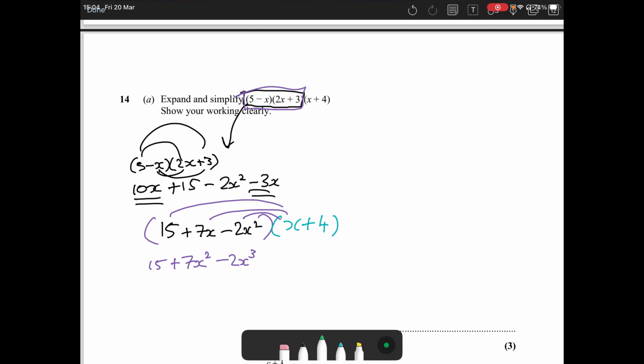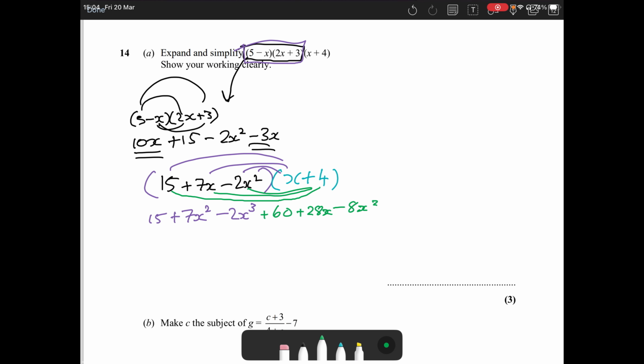Let's choose green. I'm going to multiply the same three things now, but instead of x, I'm going to multiply it by 4. So 15 times 4 is 60, 7x times 4 is 28x, and minus 2x squared, sorry, times 4 is minus 8x squared. So let's tidy this up.